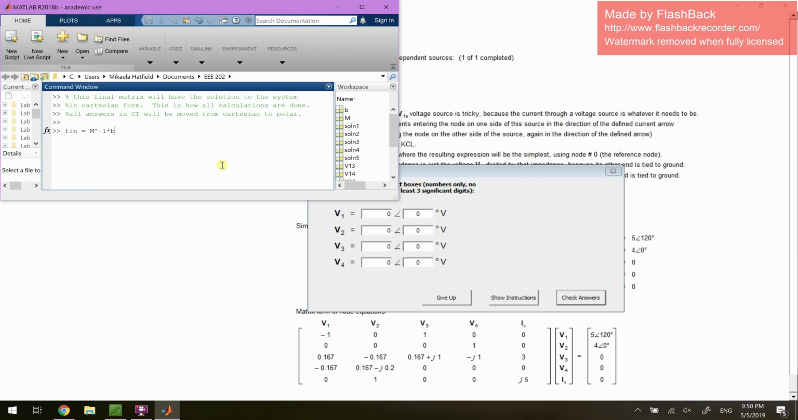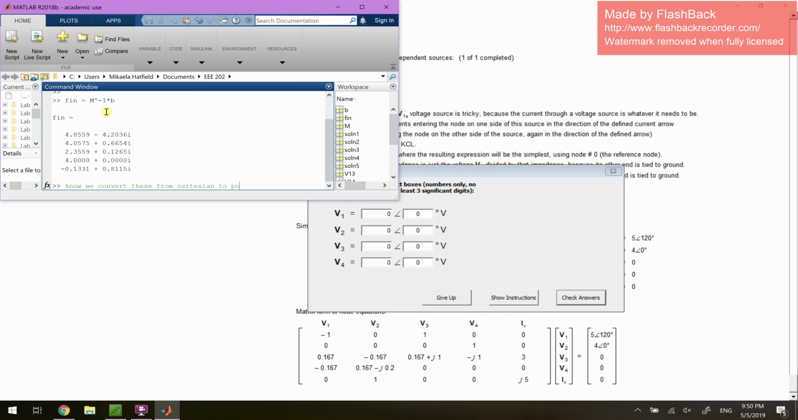And then to find the answer to the systems of equations, we create a final matrix, which is equal to the inverse of the equation matrix times the solution. And this outputs everything in Cartesian form, but to input it into Circuit Tutor, we need to make it polar. So what we're going to do is say that x1, y1 is equal to the function cart2pol, and then take the real and imaginary arguments from the first element in matrix final and assign that to x1 and y1.